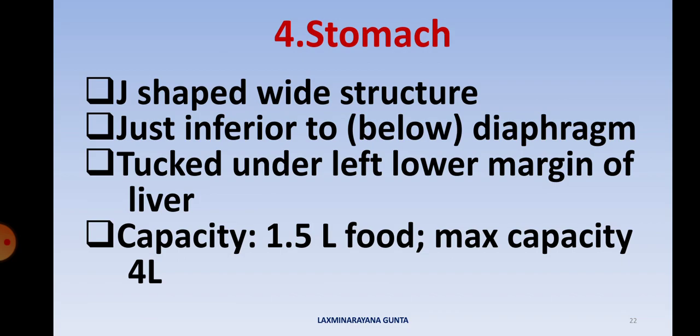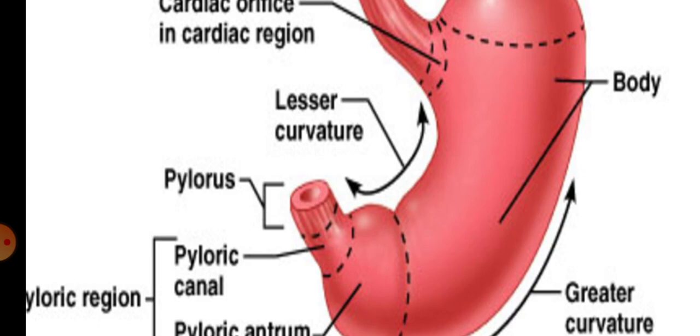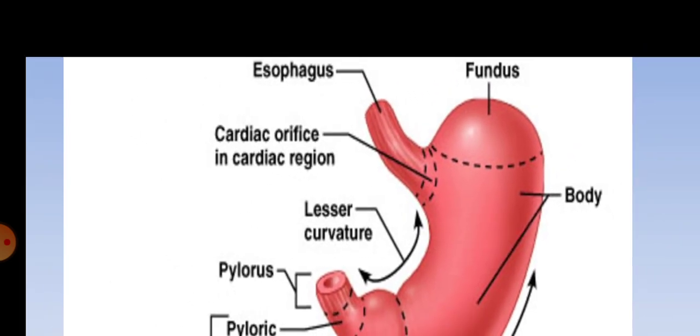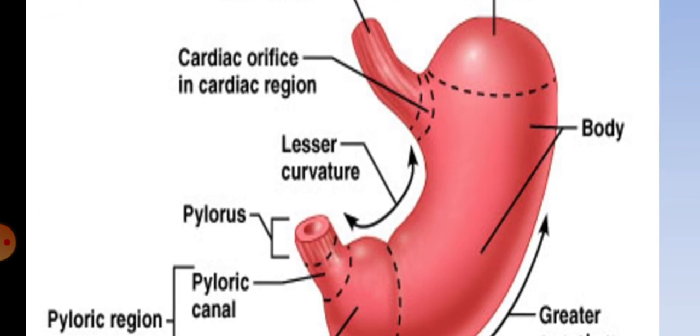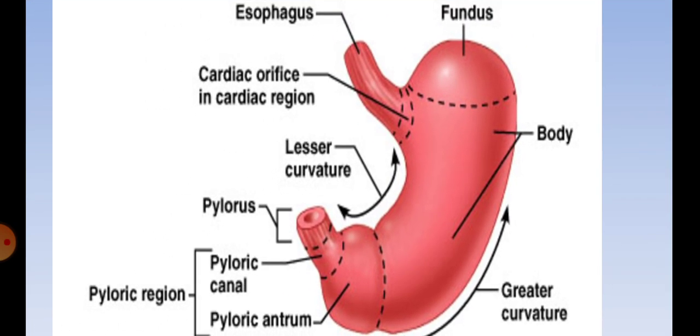Coming to the next region, the stomach. Stomach is a J-shaped wide structure. It has three portions: the cardiac portion, fundic portion, and the pyloric portion. This J-shaped structure is tucked below the diaphragm, and the capacity of the stomach measures about 1.5 liters to 4 liters. In some textbooks it is mentioned as 4 regions, but here the stomach has 3 regions: the cardiac portion, fundic portion, and the pyloric portion.